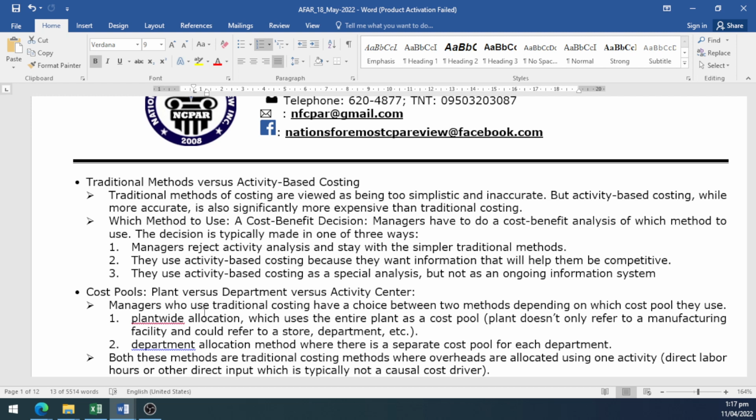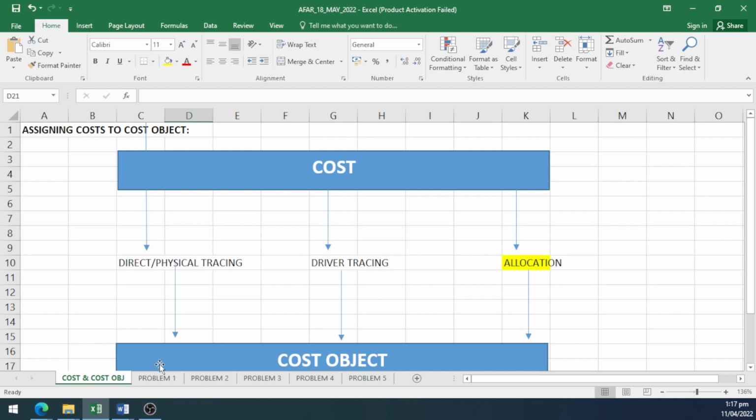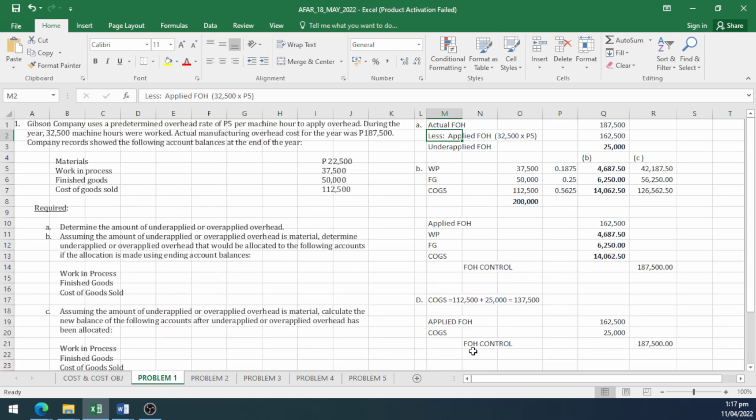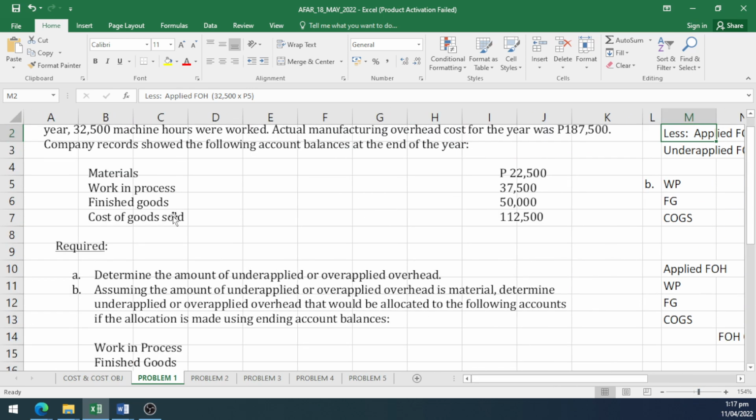Okay? So, ang ating iti-take up po ay plant-wide, departmentalized system, and then activity-based costing. We illustrate the plant-wide system, the departmentalized system, and then the activity-based costing. So, ang pag-uusapan natin, ladies and gentlemen, ay factory overhead.